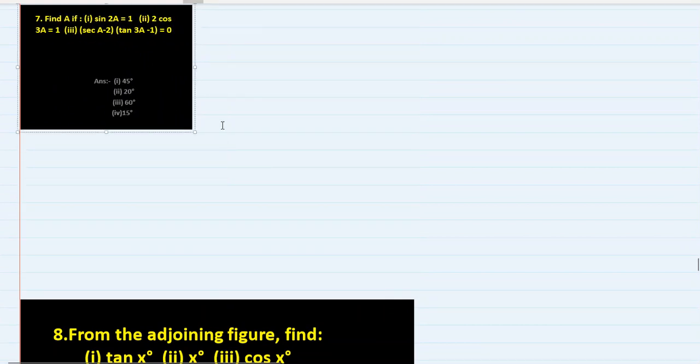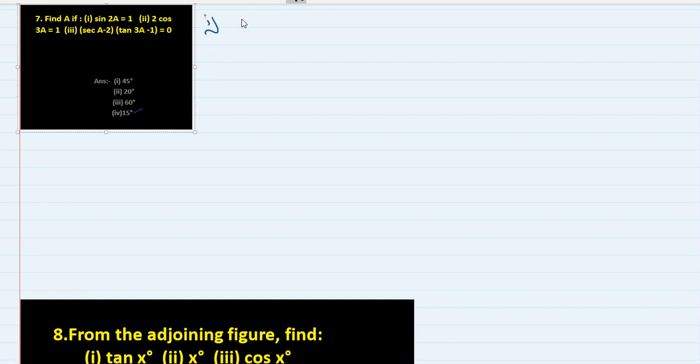Okay, next question is find A if sine 2A is 1, 2 cos 3A is 1, and sec A minus 2 times tan 3A minus 1 is 0. So you have to find the value. There is no fourth option over here and they've given the fourth answer. So that means it is not, I'll just take it when I solve it.